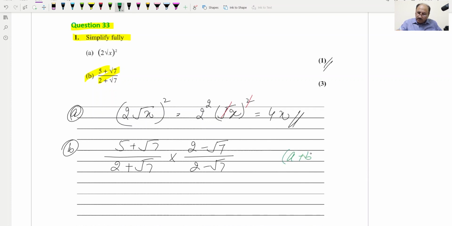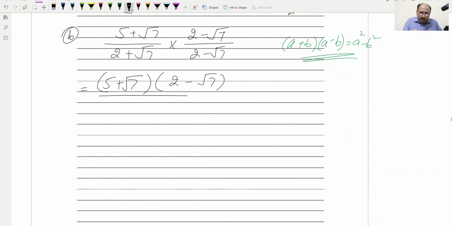The formula which we are using is (a plus b) into (a minus b) is equal to a squared minus b squared. In the numerator, this one will be multiplied by this, so we can write it as 5 plus under root 7 multiplied by 2 minus under root 7, and in the denominator we can write 2 squared minus under root 7 squared.